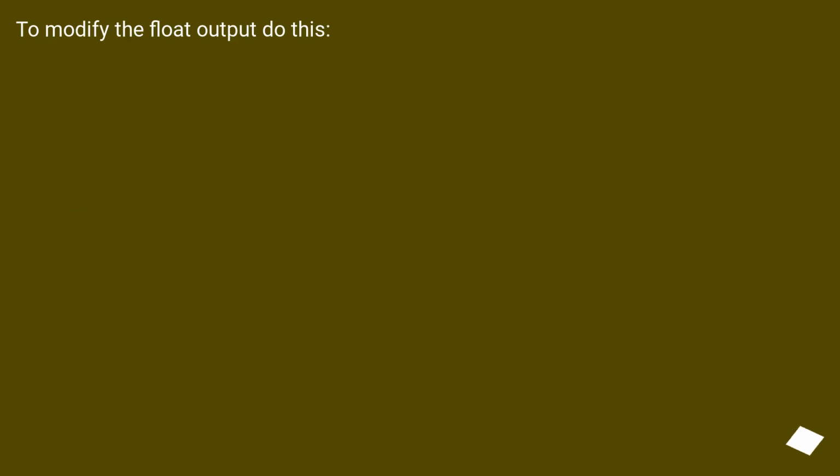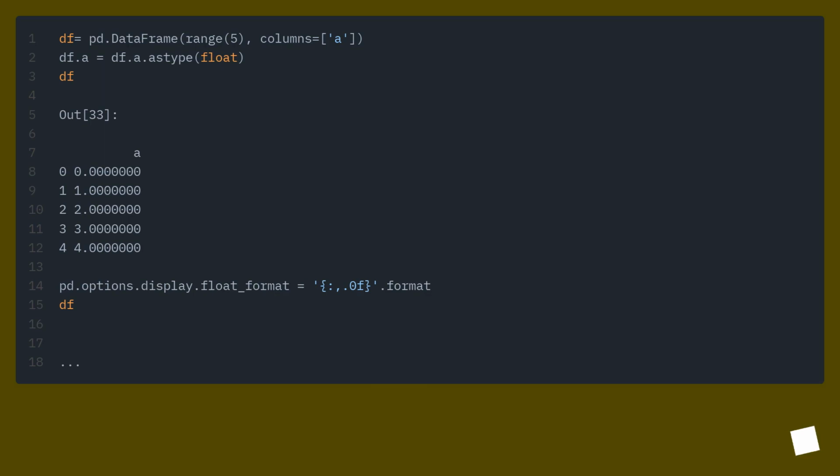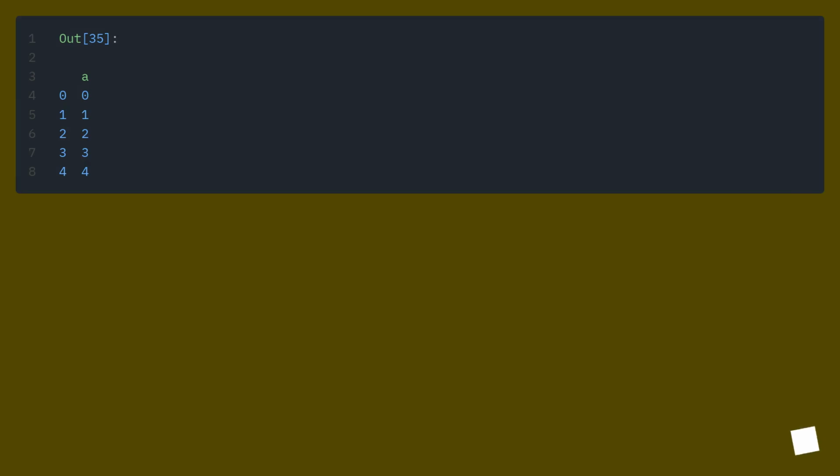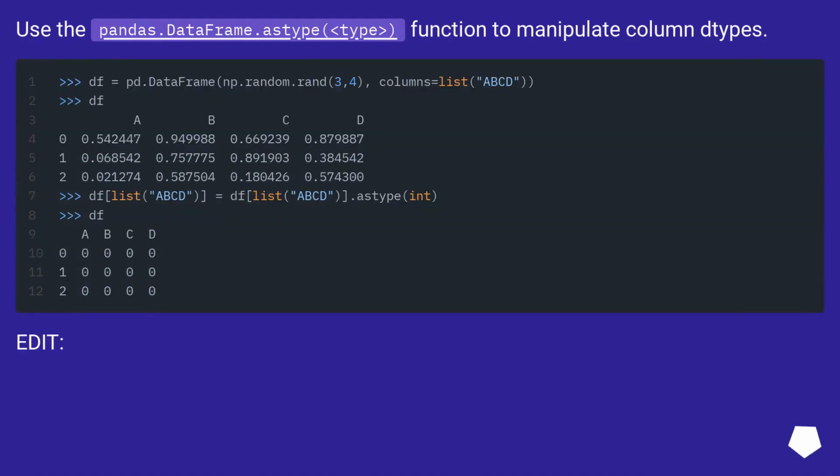To modify the float output, do this. Use the pandas.DataFrame.astype function to manipulate column types. Edit.